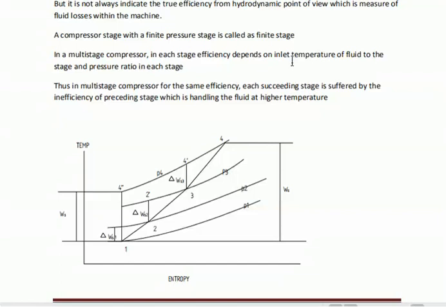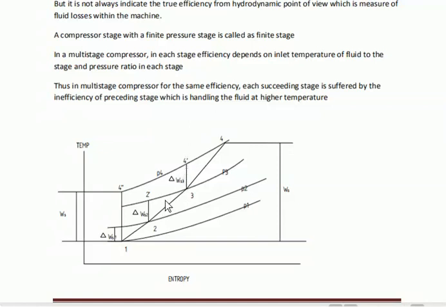Inlet temperature. For example, if I take the temperature versus entropy, or TS diagram, you can indicate the different pressures here: P1, P2, P3 and P4. These are the pressure lines. The initial pressure is P1 and the final pressure is P4. In between these we have the stages: 1 to 2 is stage 1, 2 to 3 is stage 2, and 3 to 4 is stage 3.